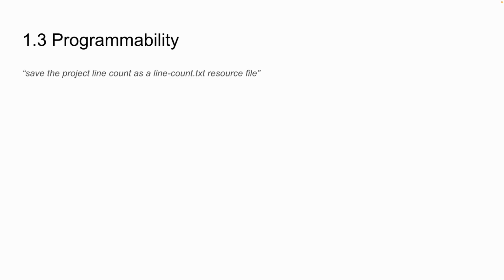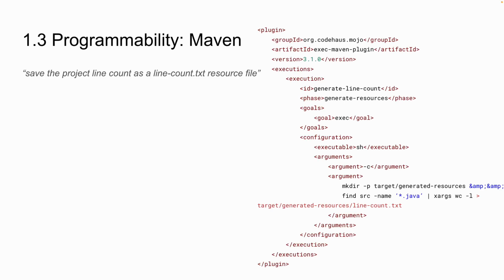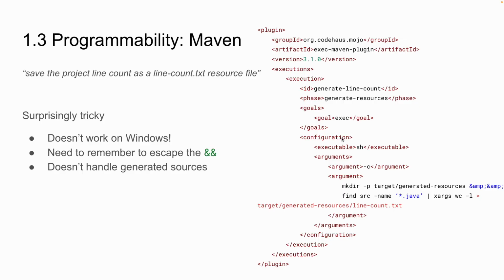So as a representative case, I'm just going to look at this requirement to save the project line count as a txt resource file to use at runtime. So this is trivial, like any new grad should be able to bang this out naively in 30 seconds without errors. But if you want to do it in a build tool, it gets a lot more tricky. It's not impossible, like here's an example with Maven using the exec Maven plugin. But it's a lot of things that you have to consider that you may not have thought of immediately. And the first time you do it, you'll probably get it wrong.